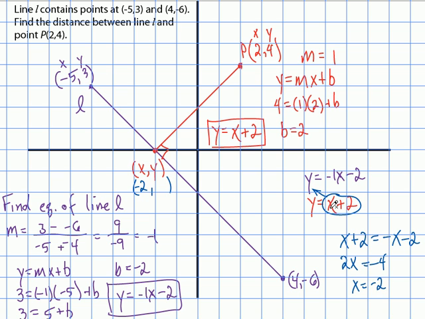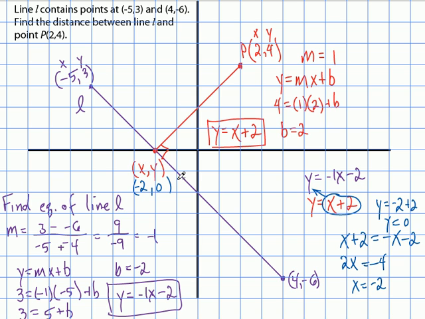I can put it in for this one or this one. It doesn't matter to get y by itself. Let's put this x in for this y right here. So I'm going to get y equals x, which is negative 2 plus 2. So y equals 0. So that means that's what that point is right there.